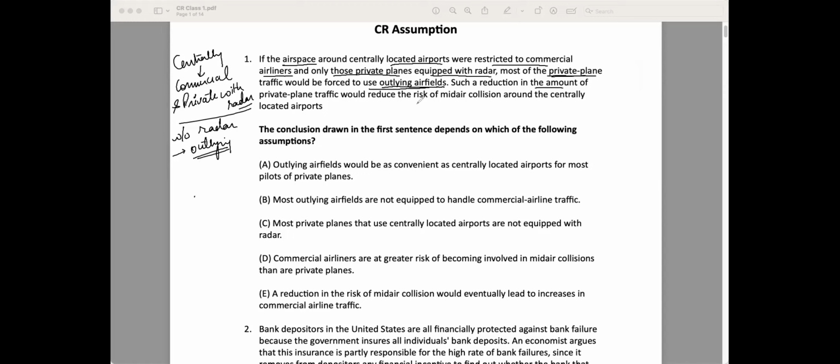Such a reduction in the amount of private plane traffic would reduce the risk of mid-air collision around centrally located airports. So ultimately, the idea is there'll be lesser private plane traffic around the centrally located airports. And as a result of it, the ultimate conclusion would be that there will be less risk of collision.